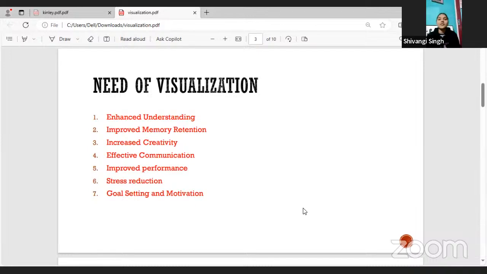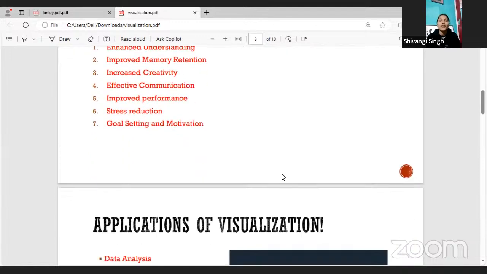We see that visualization is a universal language as it generally helps to close the communication gap and attracts and engages the audience more towards them. It helps to improve our performance and also helps in goal setting and motivation, as it increases our motivation and helps us to stay focused on achieving our goals.